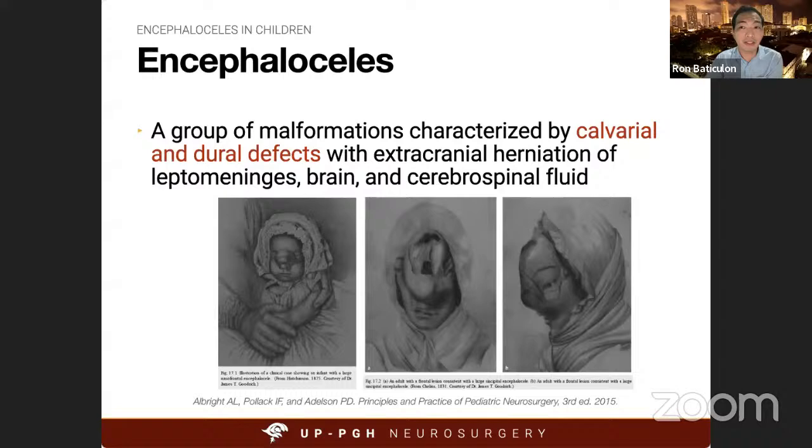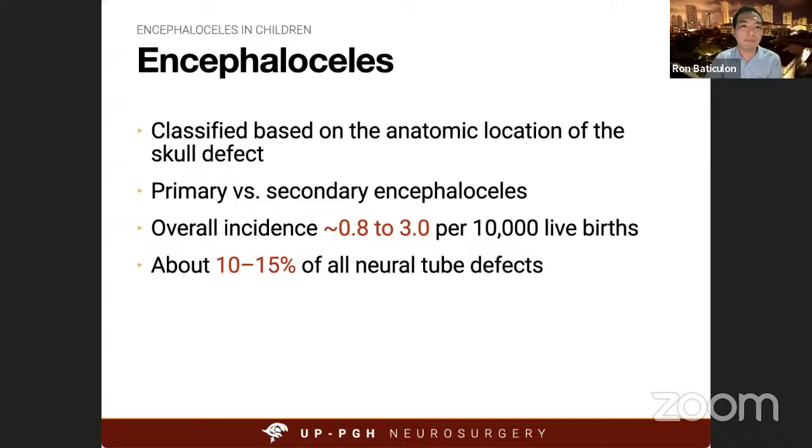So what's most important here? They are classified based on the anatomic location of the skull defect. Most of the time you would see these children with masses in the midline. The skin covering can be thick or thin, and it's the location that will tell you how to name it. It can be primary or secondary. When you say secondary, for example, if it's due to trauma, sometimes you could get head injury to the skull, causing herniation of brain and or CSF. I will show a similar case of that later.